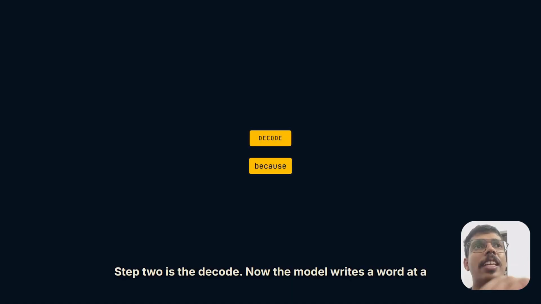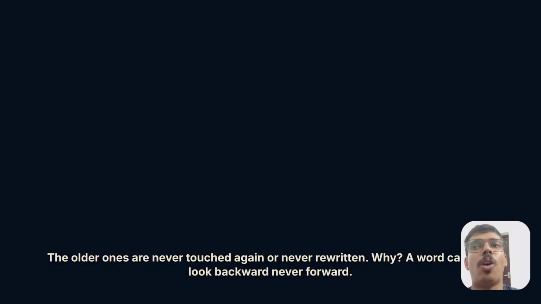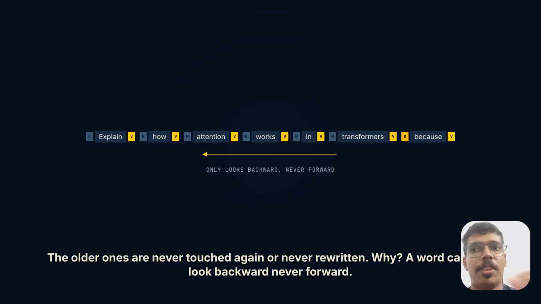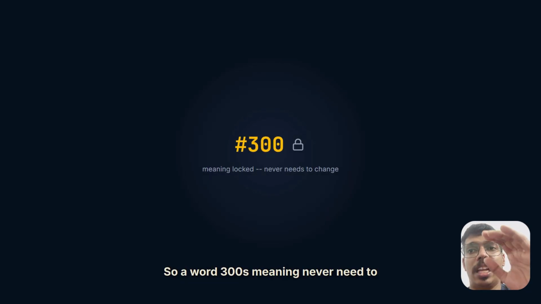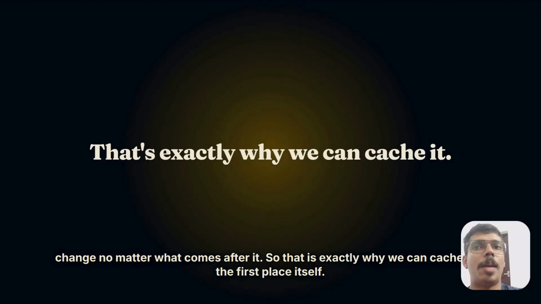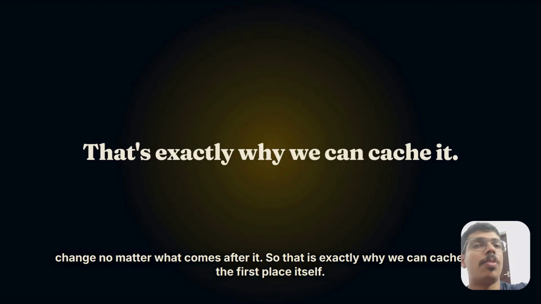Step 2 is the decode. Now the model writes one word at a time. Each word gets its own key and value, and this is added to the cache. The older ones are never touched or rewritten again. Why? A word can only look backward, never forward. So word 300's meaning never needs to change, no matter what comes after it. That is exactly why we can cache it in the first place.